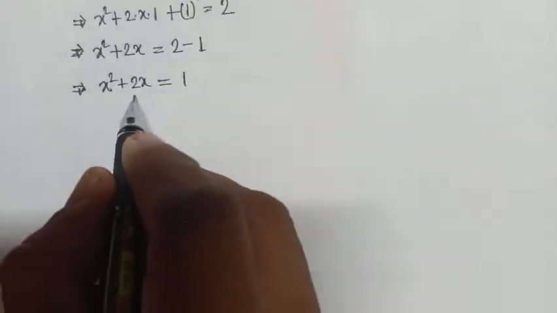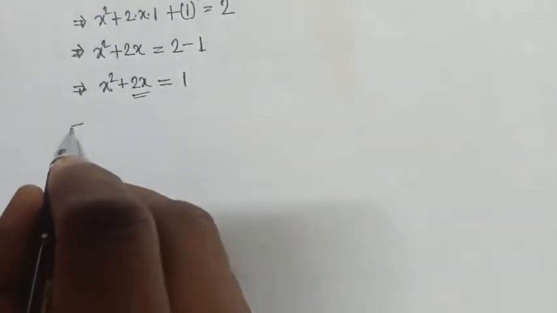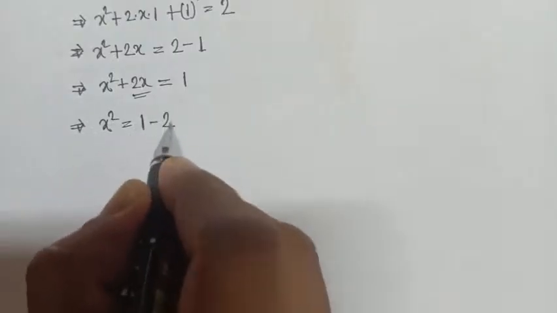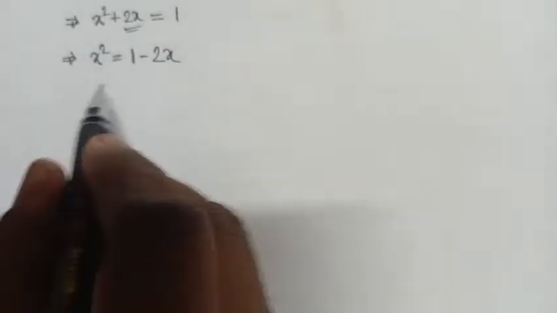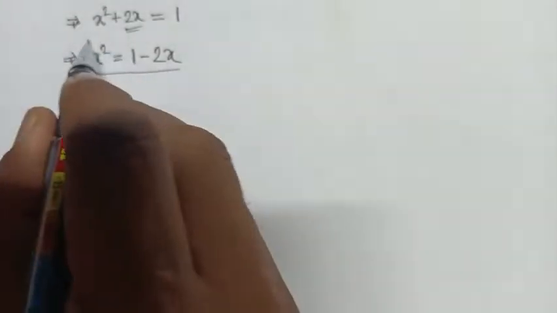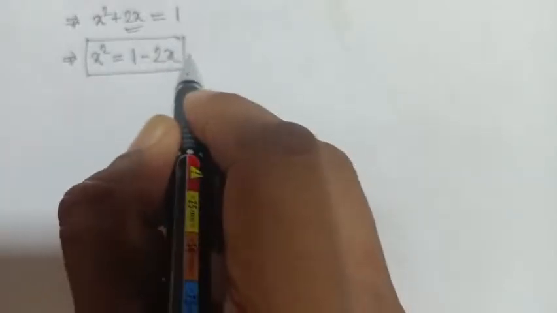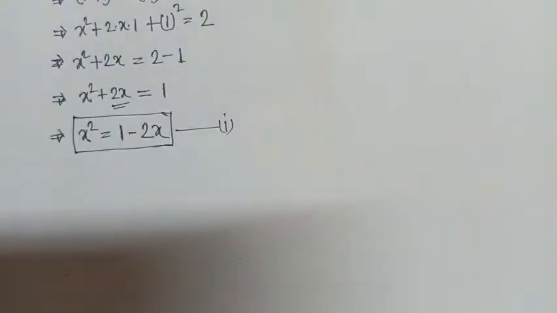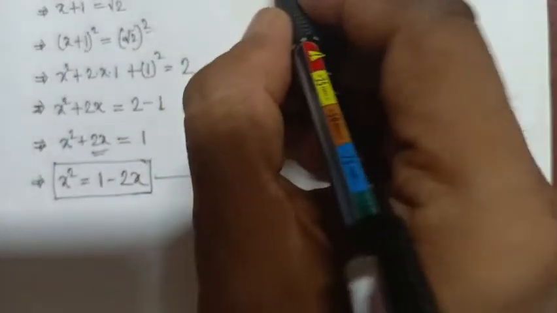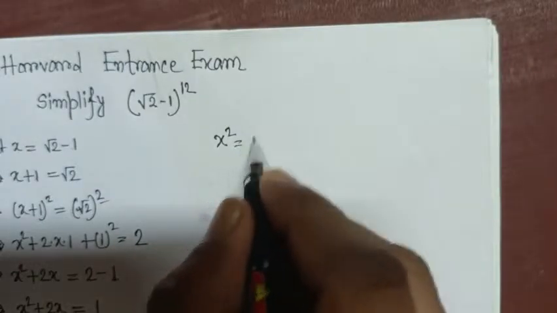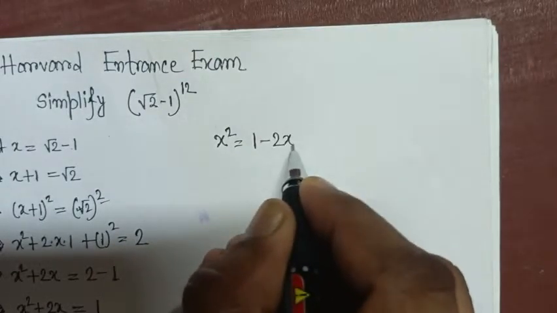Now if we move this 2x to the right hand side, we get x square is equal to 1 minus 2x. So we got the value of x square, x square is equal to 1 minus 2x. We put this as equation 1. Now from equation 1 we get x square is equal to 1 minus 2x.